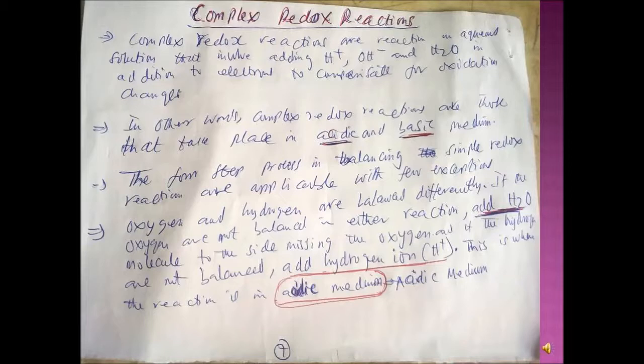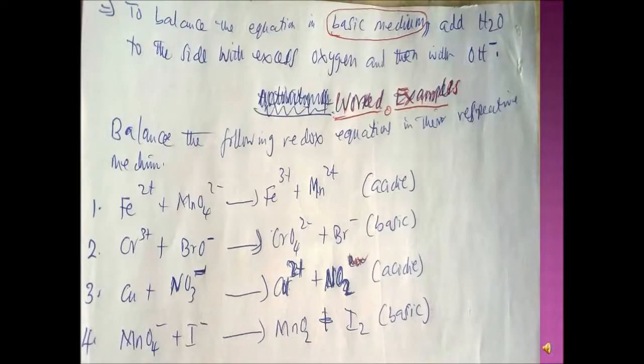Then you add the hydrogen ion to balance it up. Now this is when the reaction is in acidic medium. But to balance in a basic medium, instead of what we would do in acidic medium, you add water to the side with excess oxygen, and then you balance it up with hydroxide ion. We're going to get that by the time we start solving the worked examples.